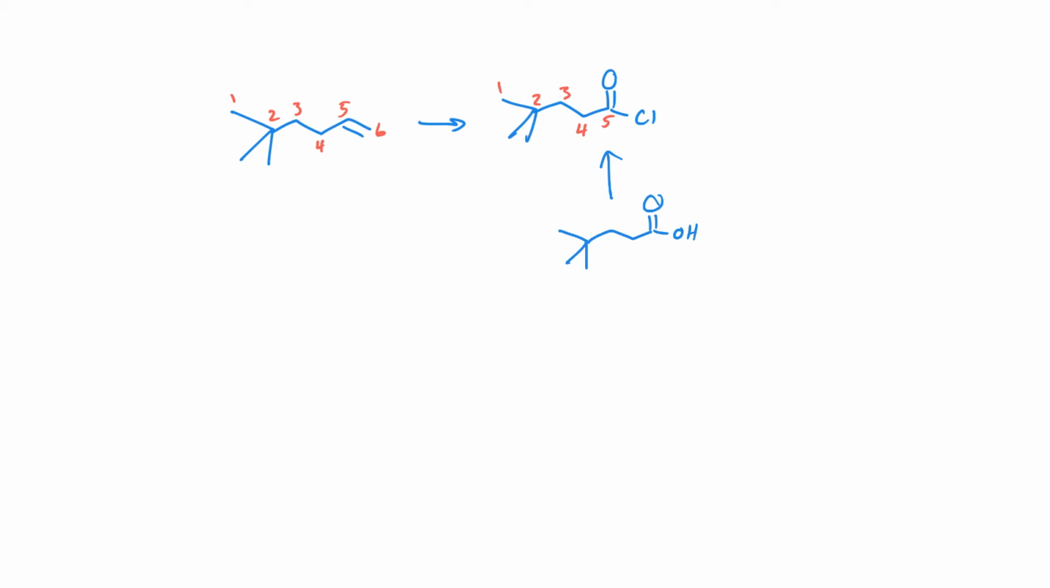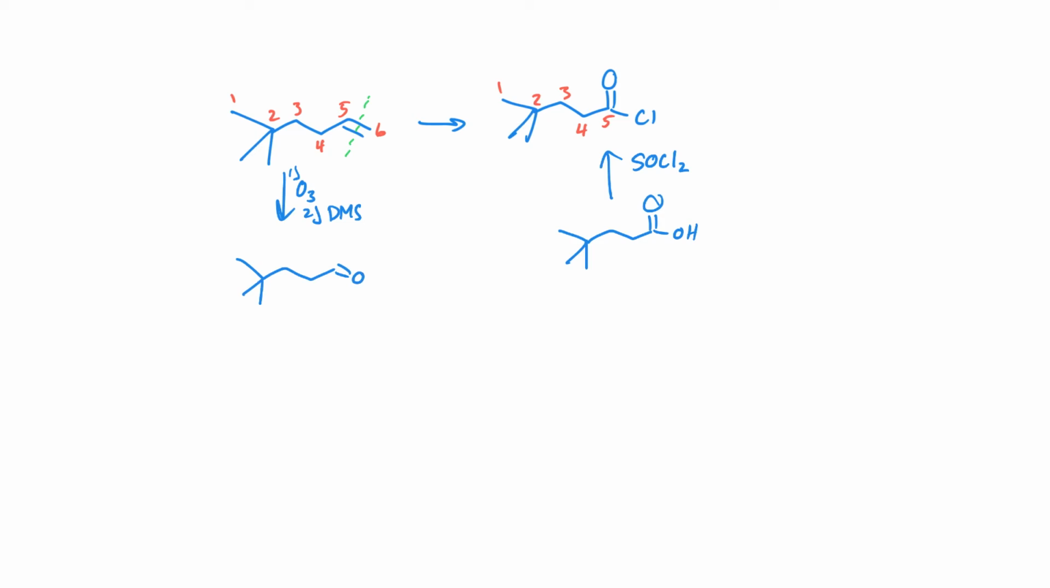Well, there's a couple of ways we could do this. I'm pretty sure this is the last step, though: SOCl2 plus the carboxylic acid. So have we learned any reactions that might just cut the bond between 5 and 6 right off the bat? And I think we have. It was first semester. It's ozone followed by DMS workup, and that's going to leave us with an aldehyde.